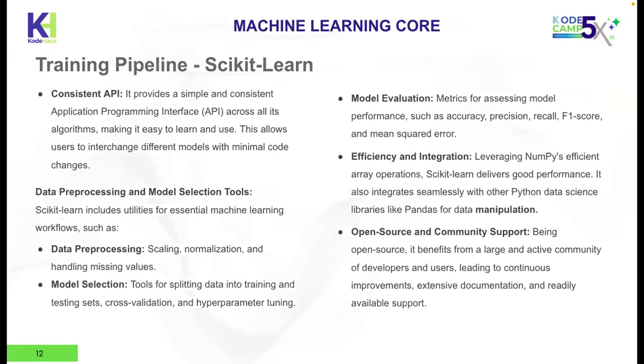Some of the other features, it has a consistent API. So the API is consistent. What we mean by API is an application programming interface.